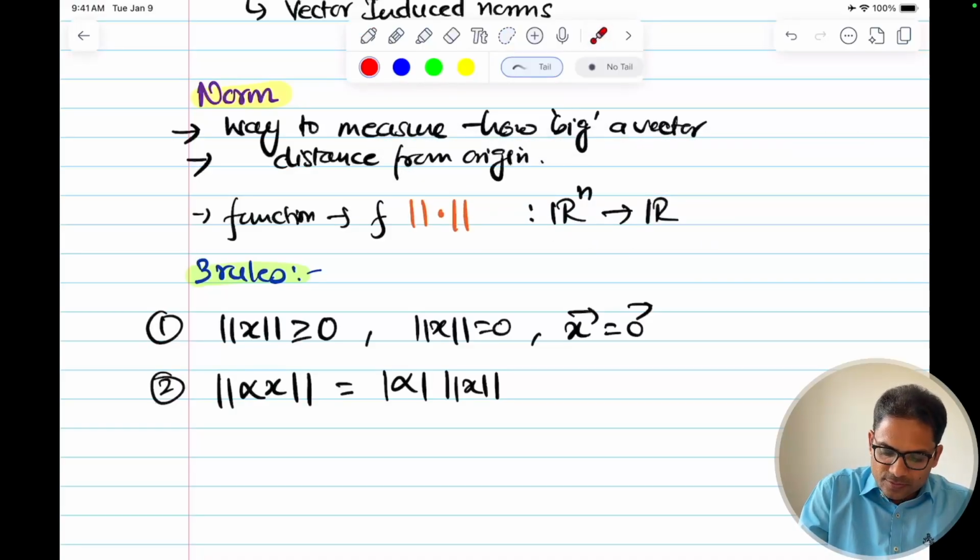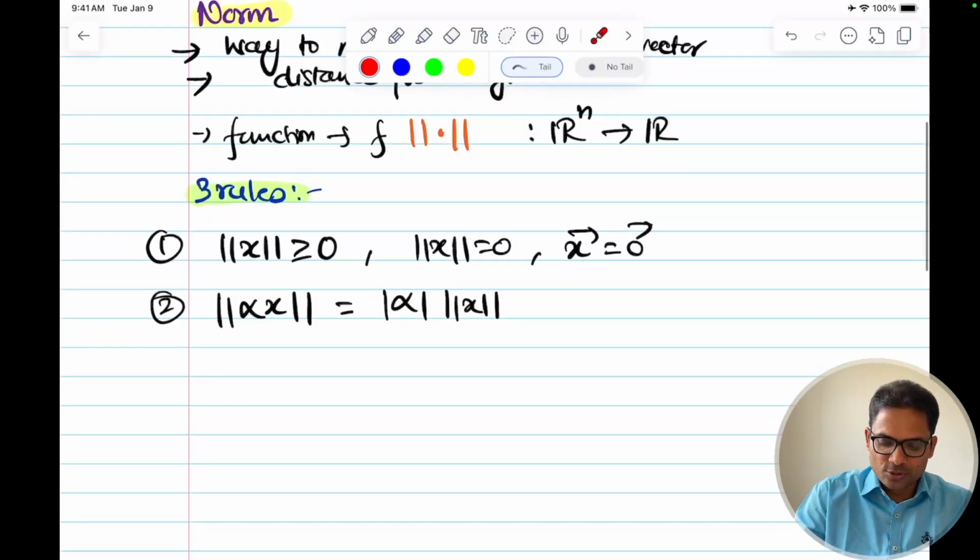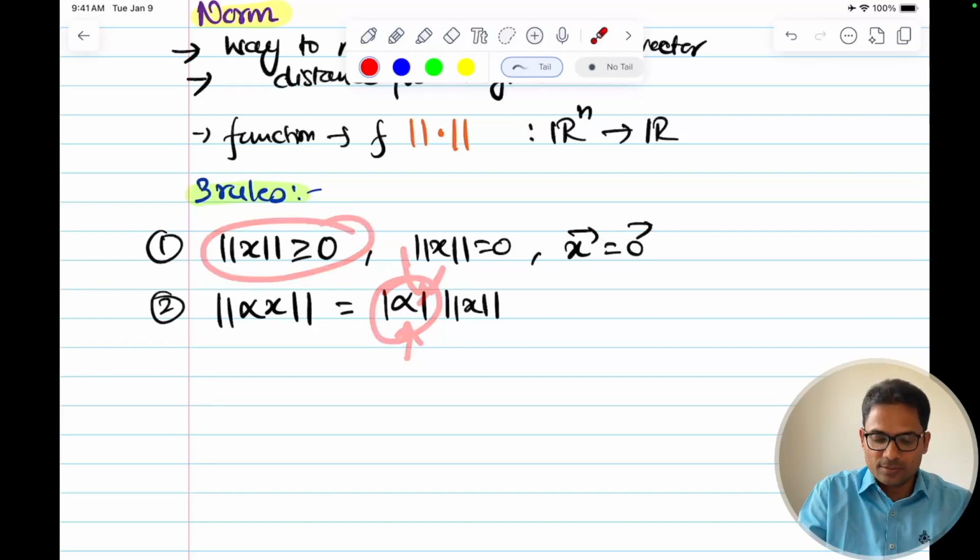It is this function, double lines, and then you write the variable in the middle. It maps our n-dimensional vector to a scalar. In many places you will see double lines around the vector. This means this is a length or norm of the vector. That's clear. This is only the absolute value, because by the first rule, it will always be positive.